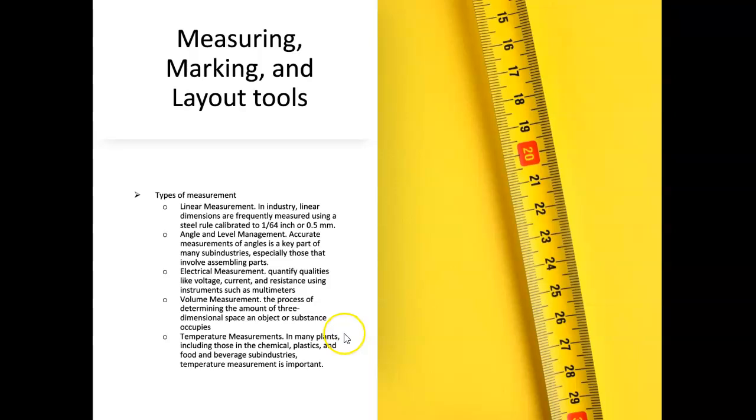So the different types of measurements are laid out here. I mentioned linear measurement; angle and level measurement is also there. In both of these, standard tape measures, rulers, calipers, and micrometers are all types of tools that would be used for linear measurement. If we talk about angle or level measurement, we're talking about polar coordinates and a way to measure degrees as well.